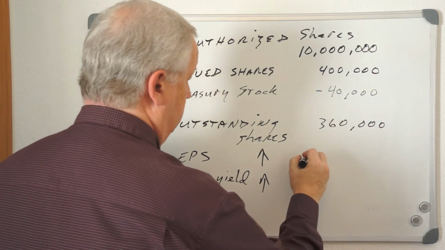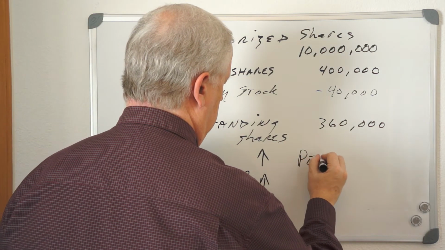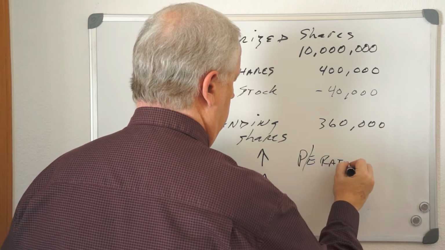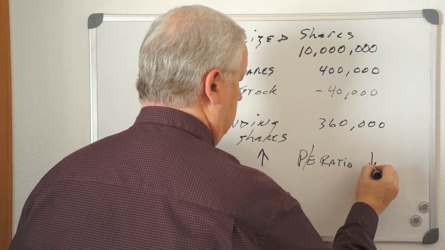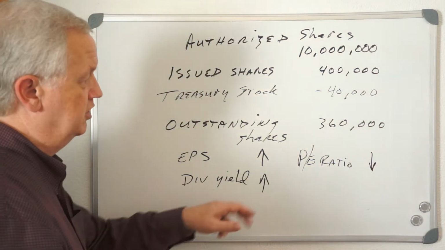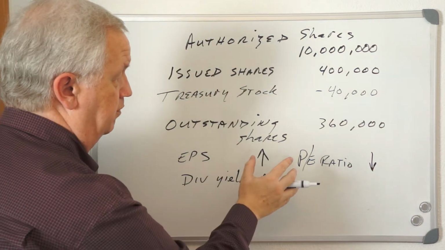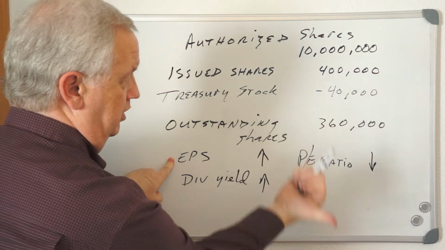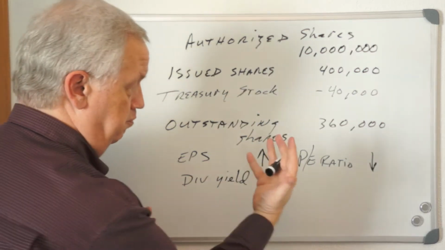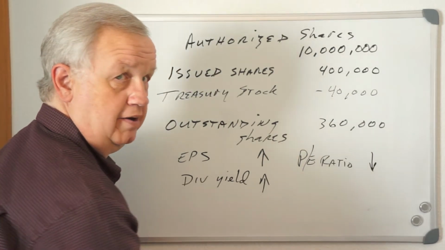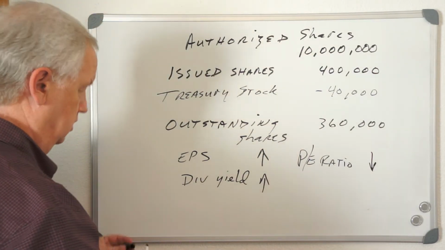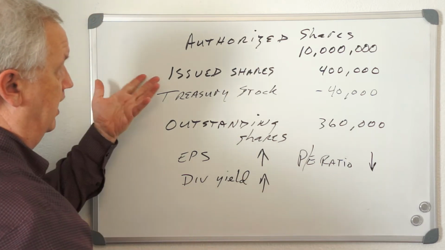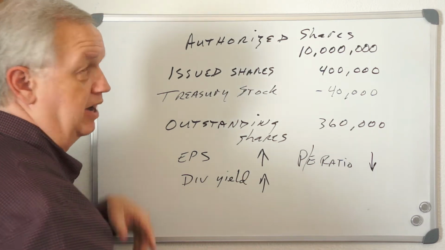Oh, and then there's the PE ratio. That goes down. The PE ratio is based on the price of the stock divided by the earnings. If the earnings per share went up, the PE ratio is going to go down because you have a bigger number down in the denominator, right? Okay, so logic. That's on the test. What's going to happen after treasury buyback?